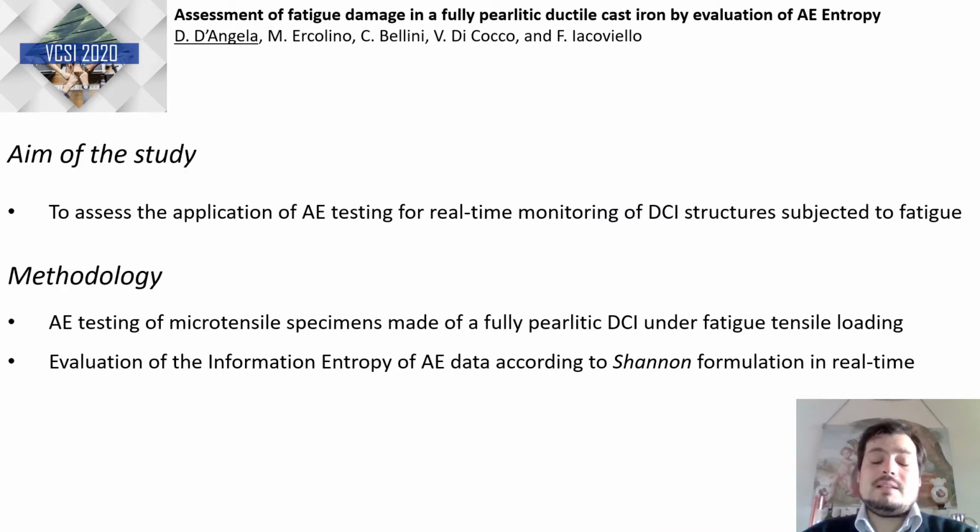The aim of this study is to assess the application of the acoustic emission technique for real-time monitoring of ductile cast iron structures that are subjected to fatigue loading. Acoustic emission testing of microtensile specimens is performed, and the acoustic emission entropy, according to the Shannon formulation, is carried out in real time.